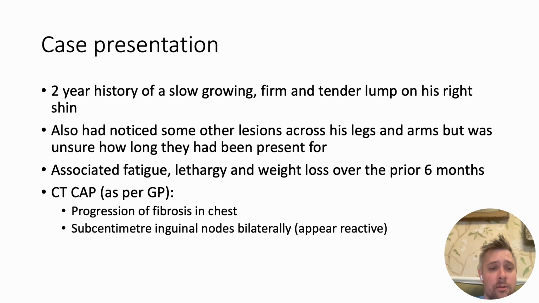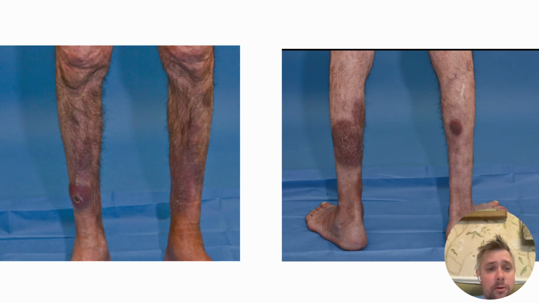And he had a CT chest, abdomen and pelvis performed by his GP quite recently prior to us seeing him, which showed progression of his lung fibrosis in the chest, with small sub-centimeter inguinal lymph nodes bilaterally, which appeared reactive from the imaging. So these were the tumours that were seen.